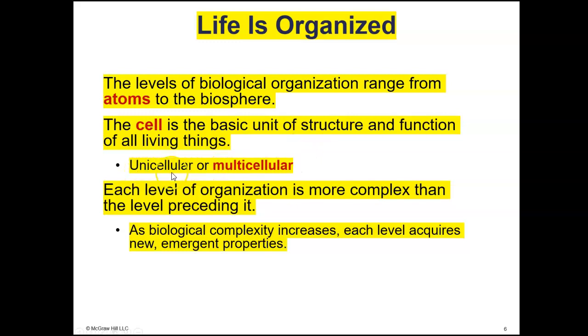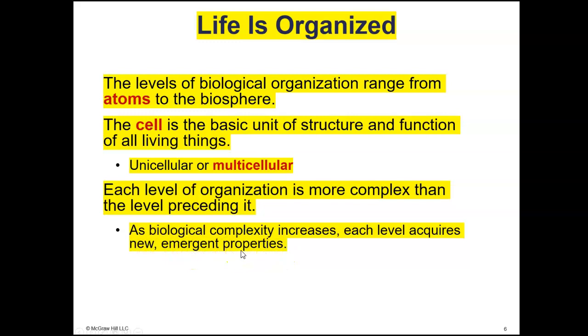And living things can be unicellular, like a bacterium or a paramecium. That means they're made of a single cell. Or they can be multicellular. And if they're multicellular, their levels of organization get more complex. So as biological complexity increases, each level acquires new emergent properties.